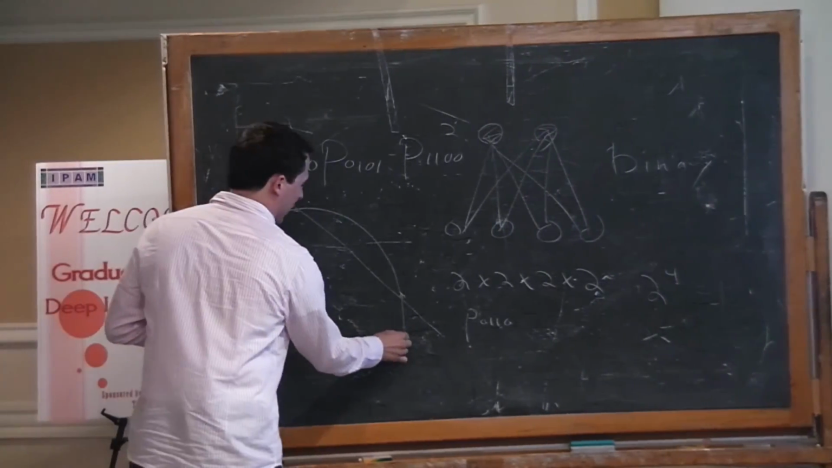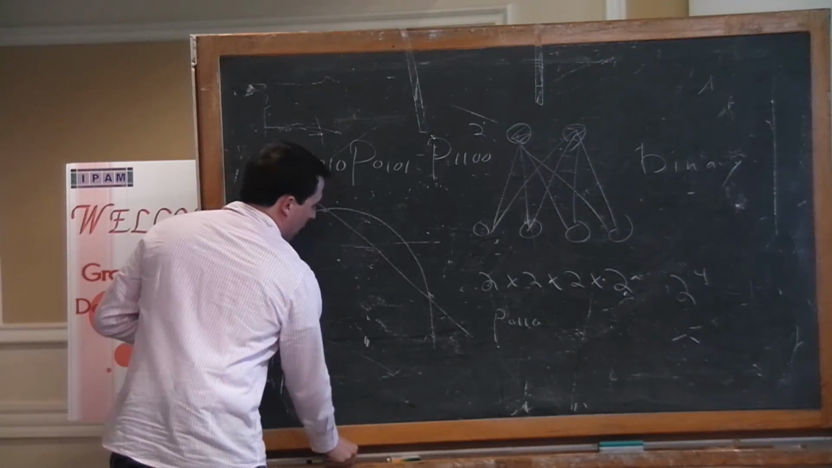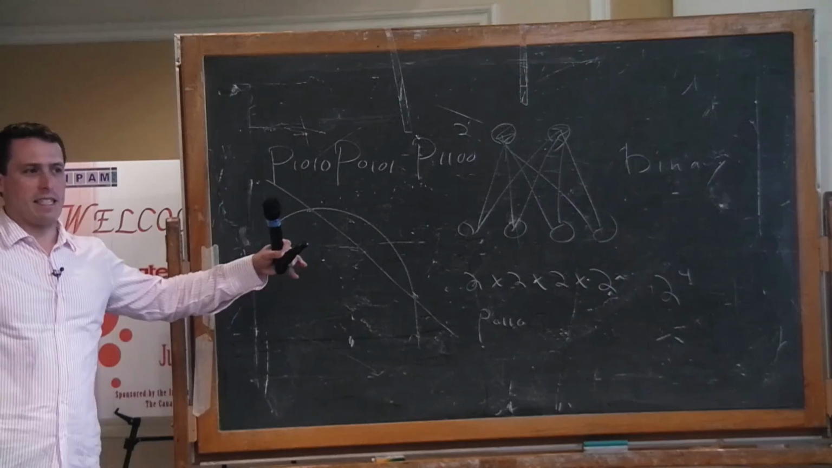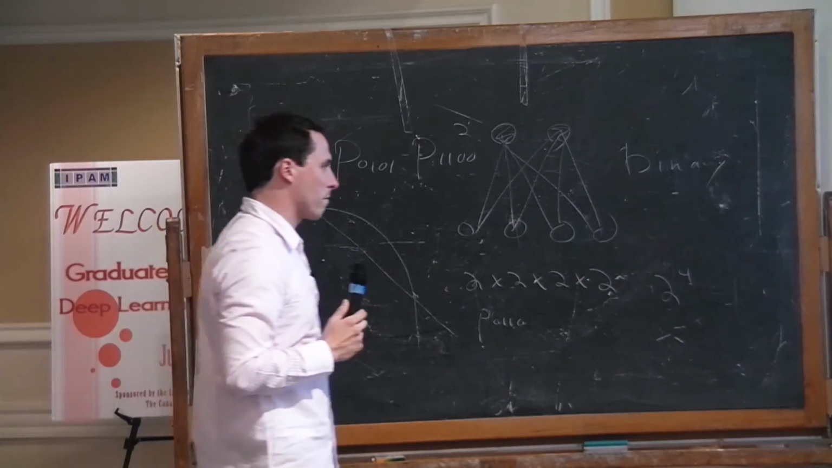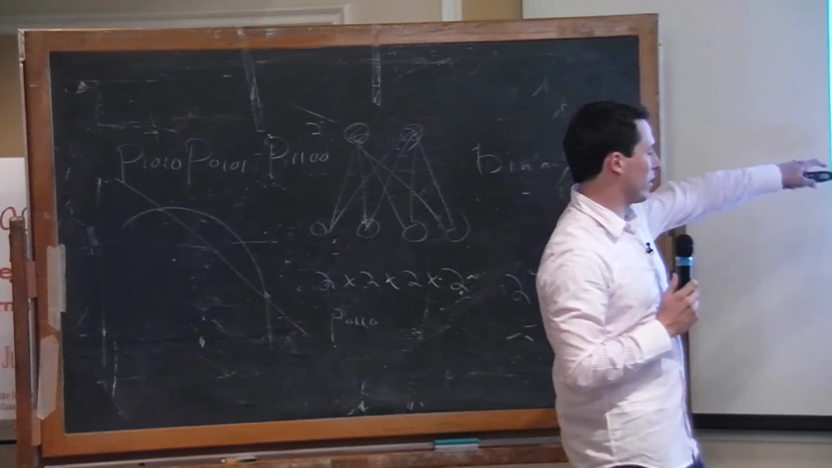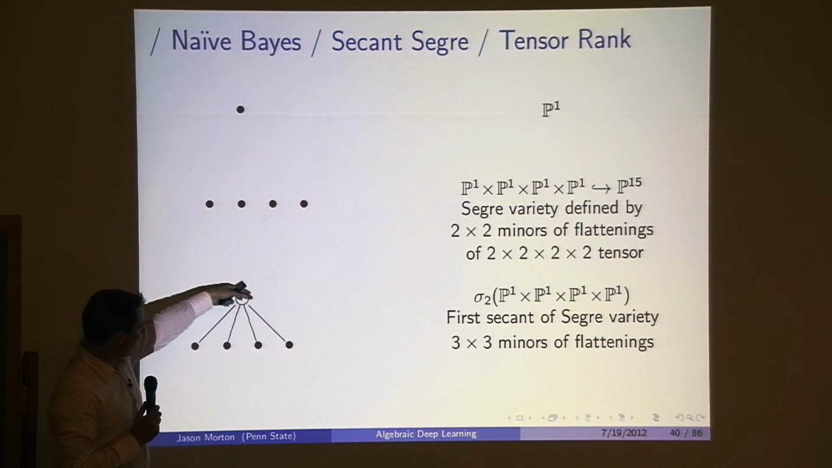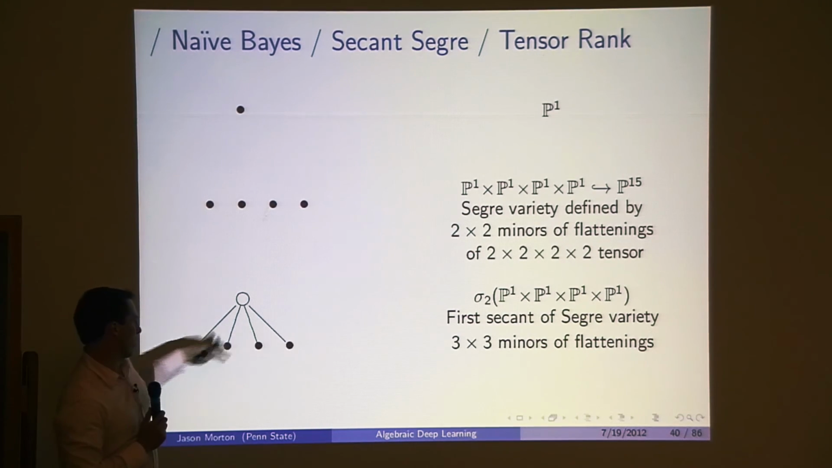If I want the second secant variety, I take the plane spanned by these. Then I move these points around. That defines some set which contains the set I started with, and that's the secant variety. And that corresponds to taking a mixture. So the first secant variety says I have a binary hidden node up here, and then these are all binary too, but they don't have to be.